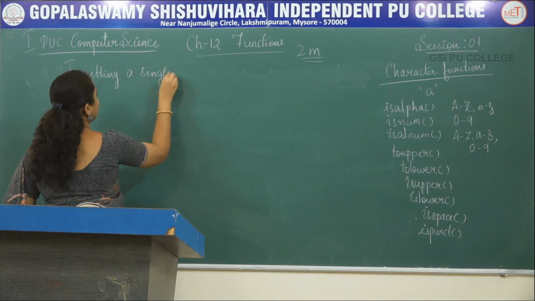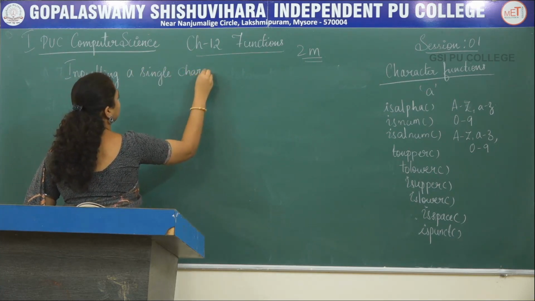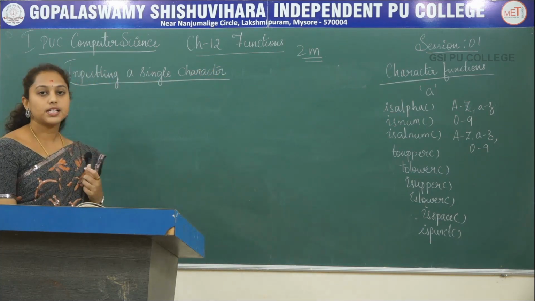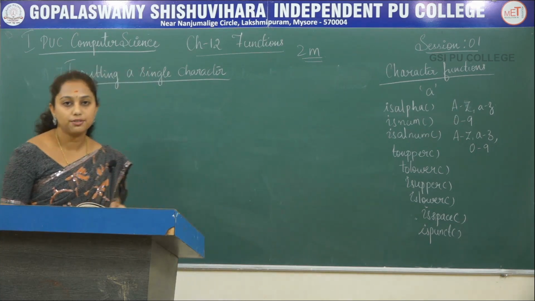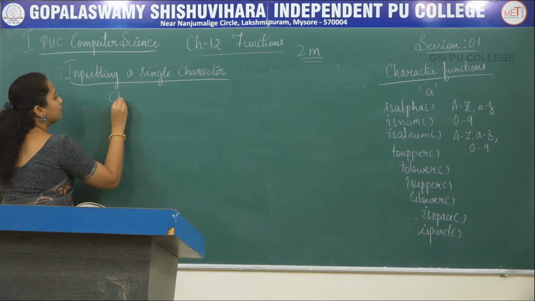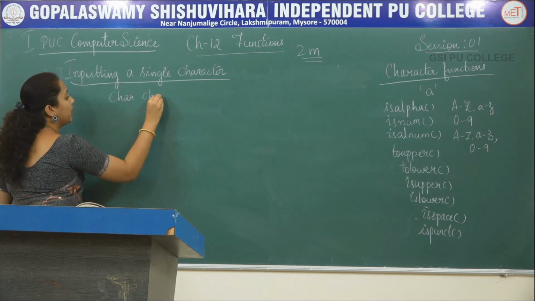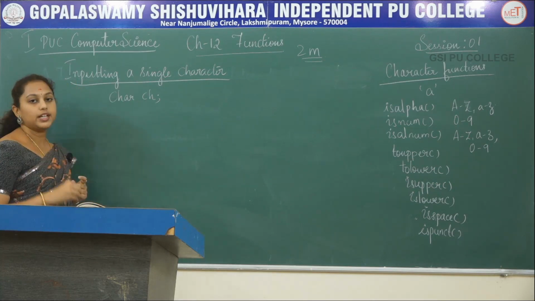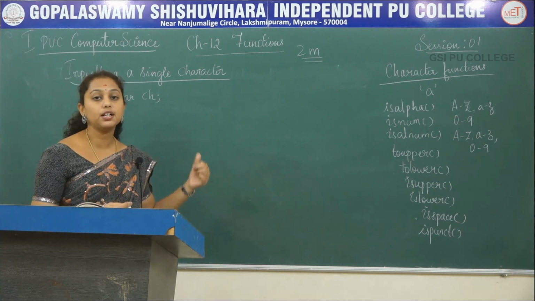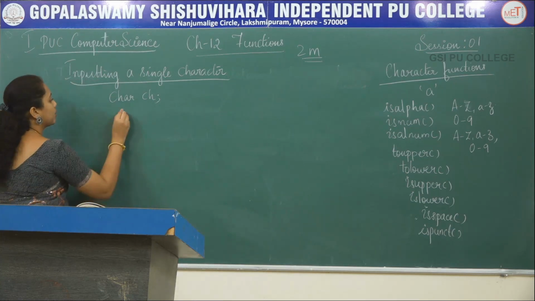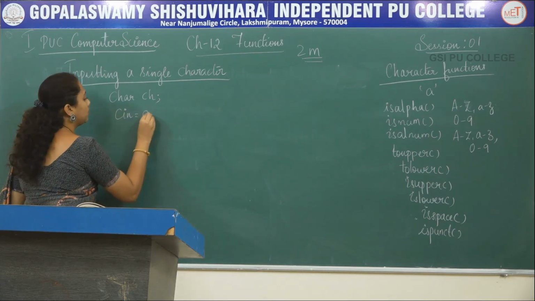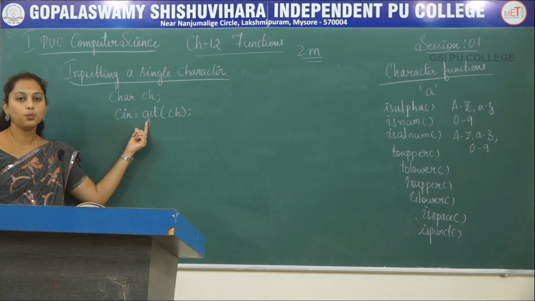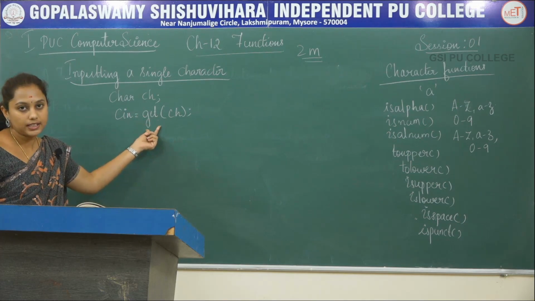Inputting a single character. You can accept a single character using the get function. First we have to declare a variable which is of type character. Then using the get function we can accept a single character. So cin.get(ch). This is how we can input a single character.